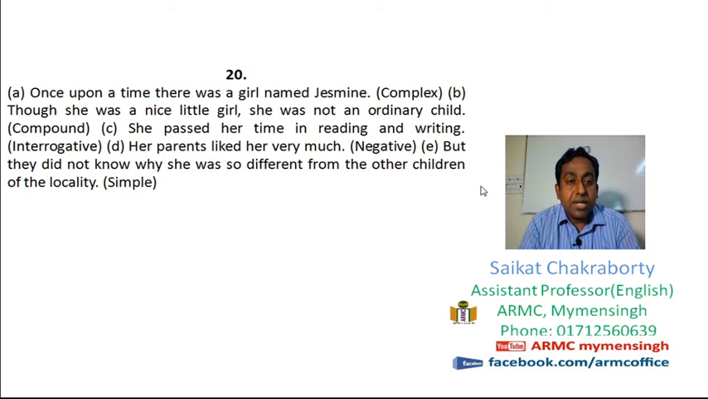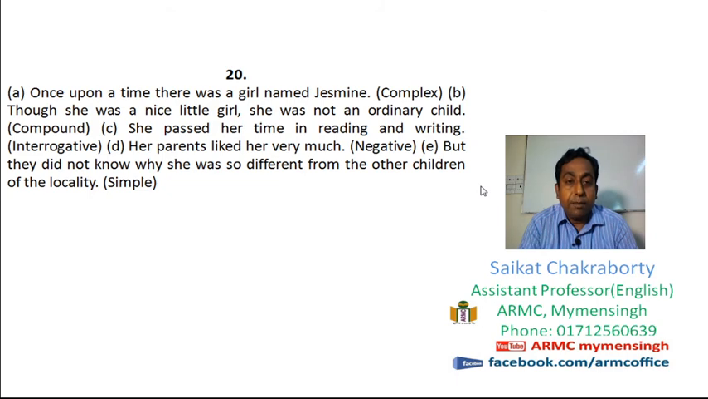Number A. Once upon a time, there was a girl named Jasmine. Complex. We can say, once upon a time, there was a girl whose name was Jasmine. Though she was a nice little girl, she was not an ordinary child. Compound. We will use but in place of though. So we can say she was a nice little girl but was not an ordinary child.